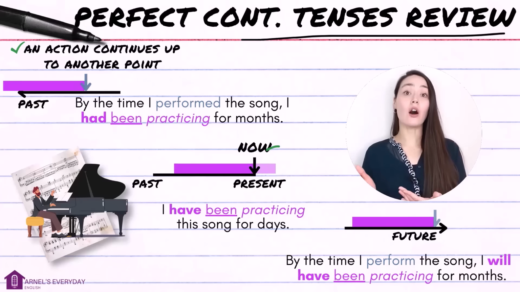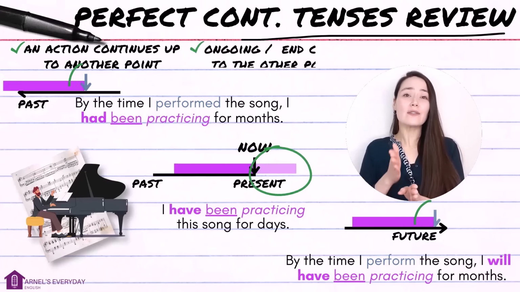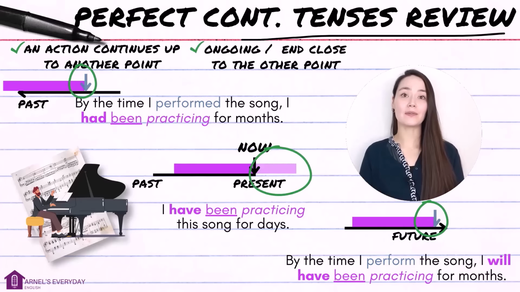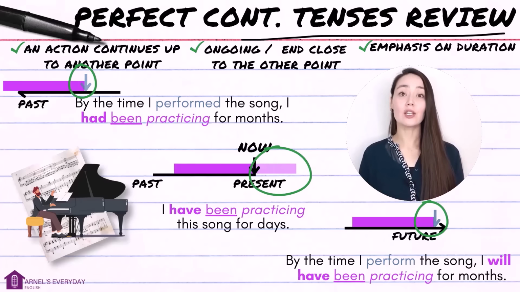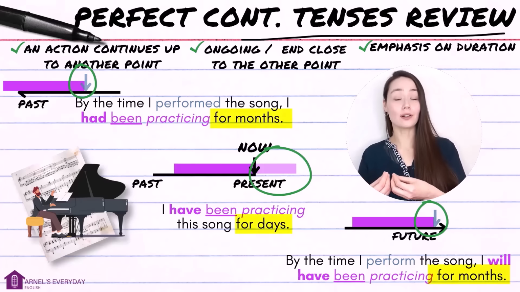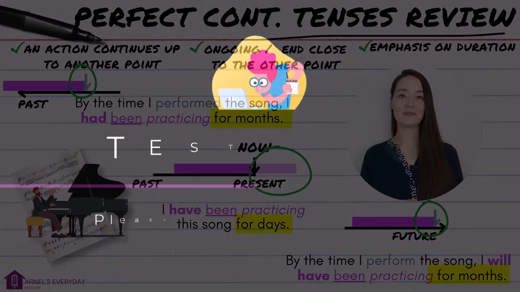Usually these actions are ongoing or they end very close to the other point. And the perfect continuous tenses emphasize duration. You can see in my examples 4 plus the period.